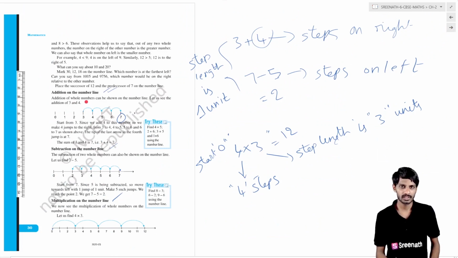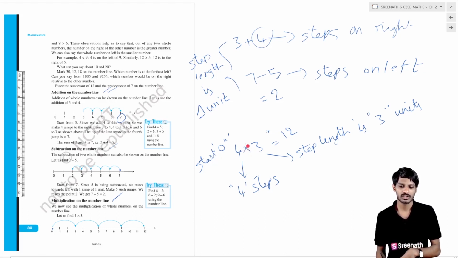And now how is addition done on the number line? Basically, in the case of addition, suppose you have to add 3 plus 4. You have to locate the position of 3 on the number line, and from that position take 4 steps towards the right. And in the case of subtraction, you have to locate the position of 7 on the number line, and take 5 steps towards the left side. In addition and subtraction, the step length is 1 unit only.